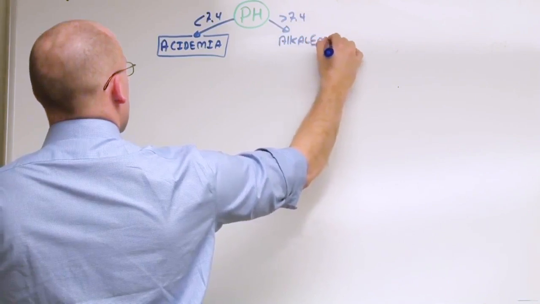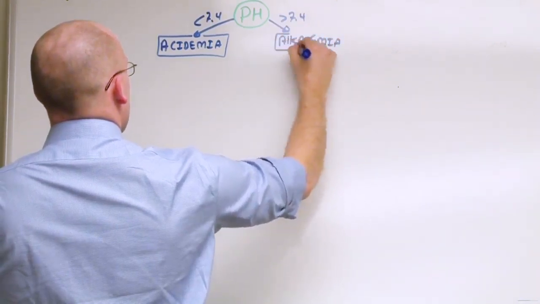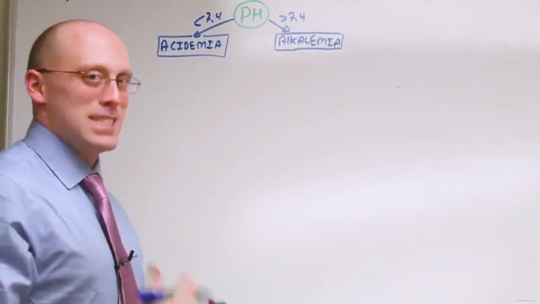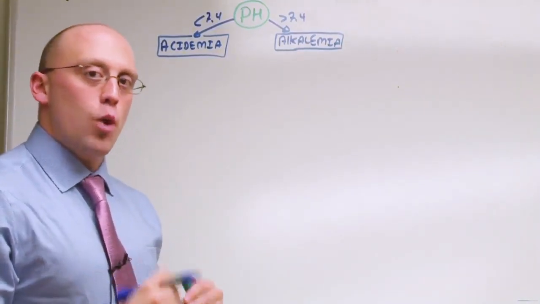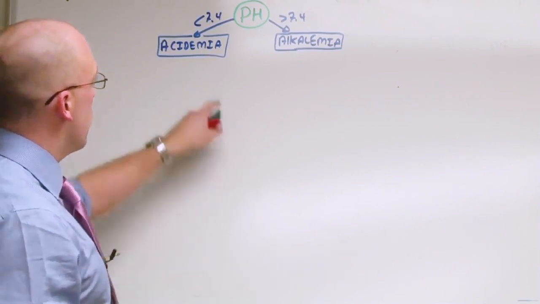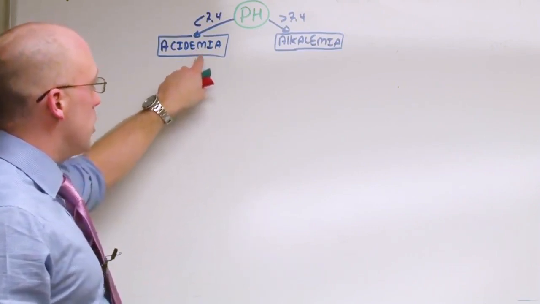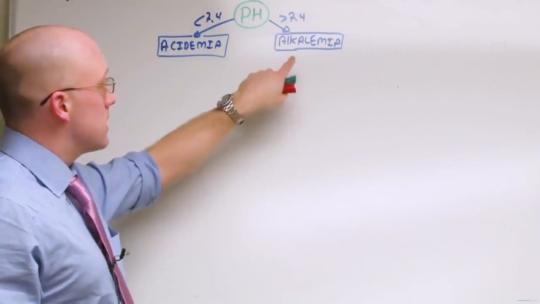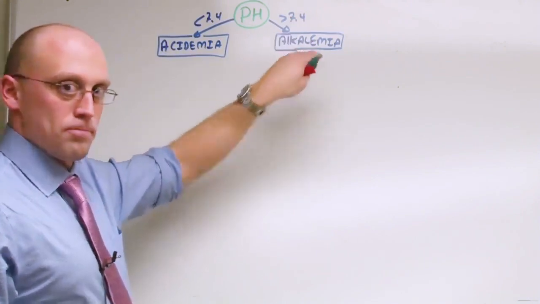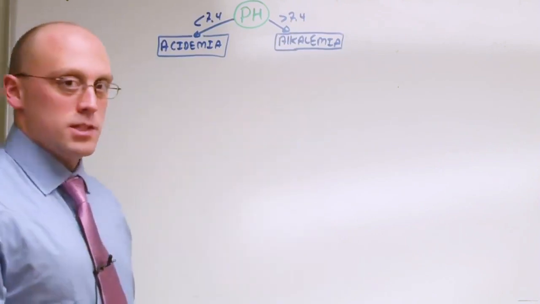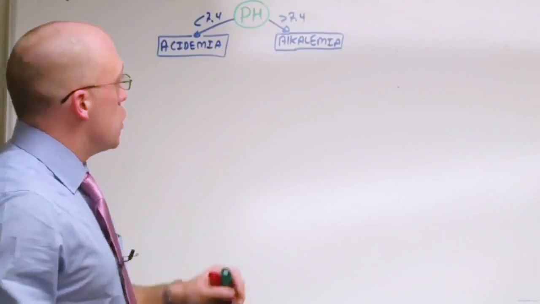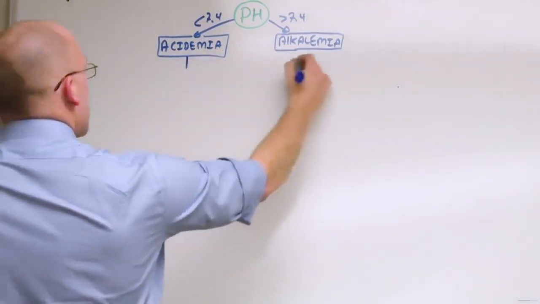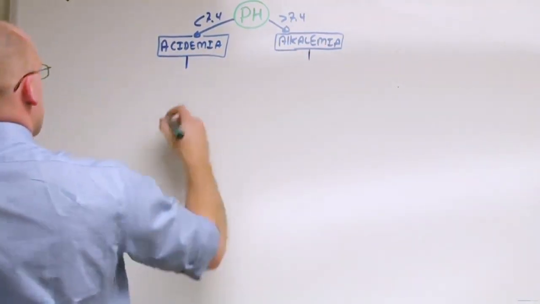Now I want you to notice that it's emia, not osis. You can have multiple metabolic and respiratory acidoses, but eventually one is going to win, and that is going to determine whether it's an acidemia, that is your blood pH is less than 7.4, or an alkalemia, that is your blood pH is greater than 7.4. Emia determines the primary disturbance. So you start every acid-base question with a pH, and no matter what the pH is, the next step is the CO2.